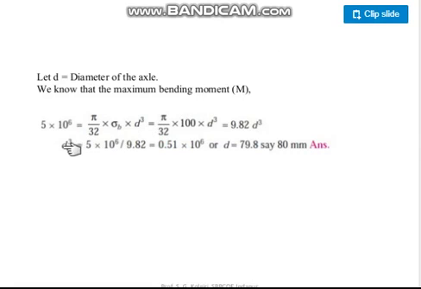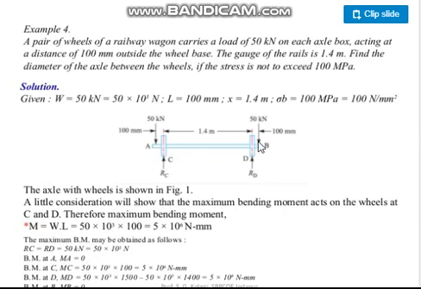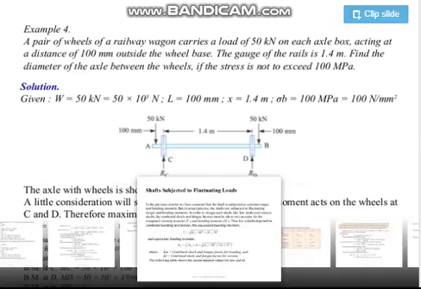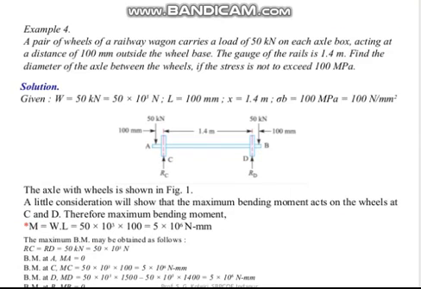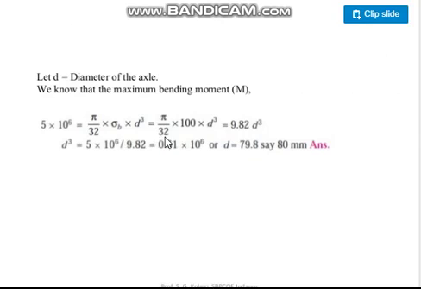Now we know that in the entire shaft, the maximum bending moment coming is here and here. So that is where the shaft can fail, and that is where we have to design it. So what you have to do is use that formula. What is that formula? M is equal to pi by 32 sigma b d cube. So M is 5 into 10 to the power 6.